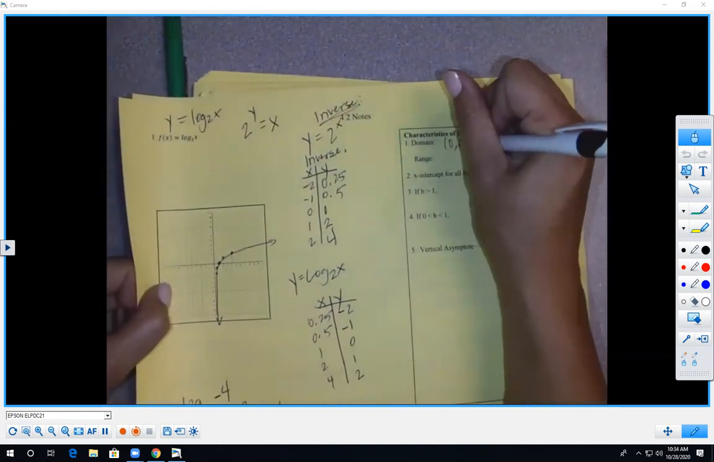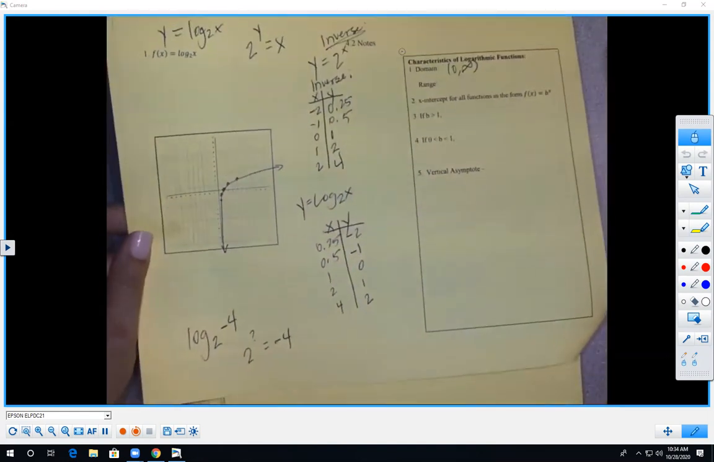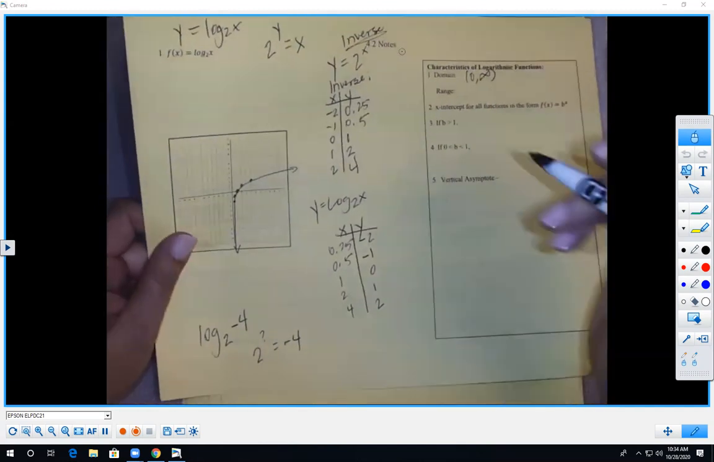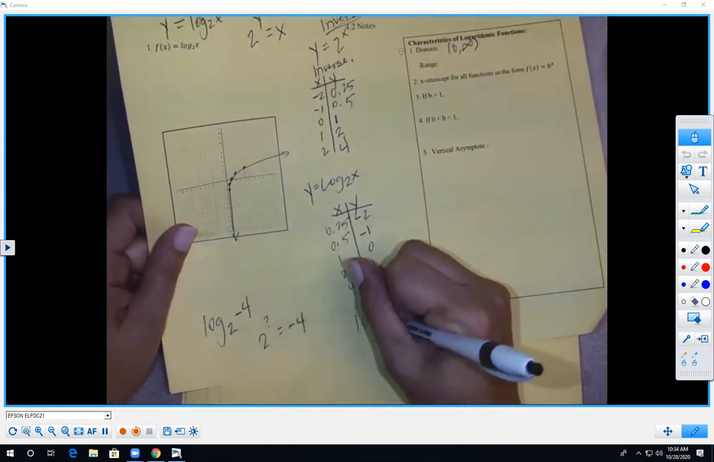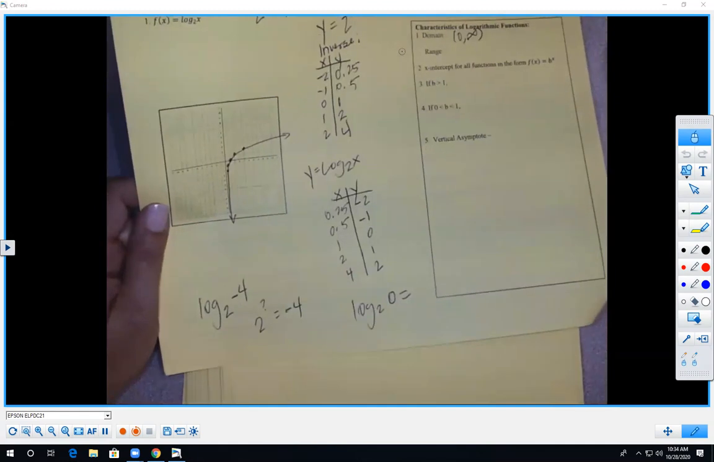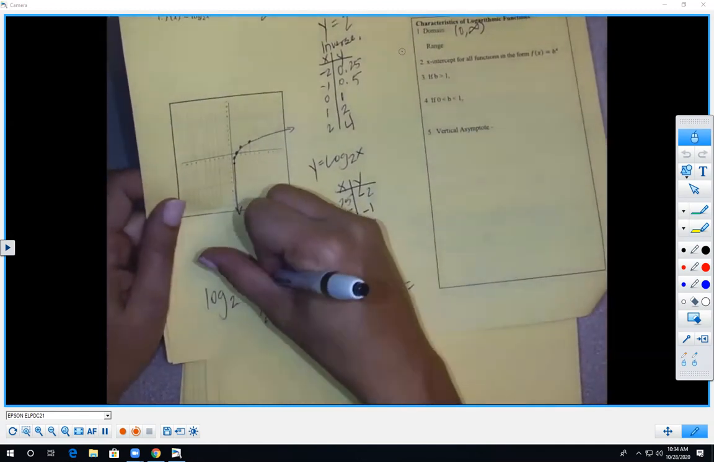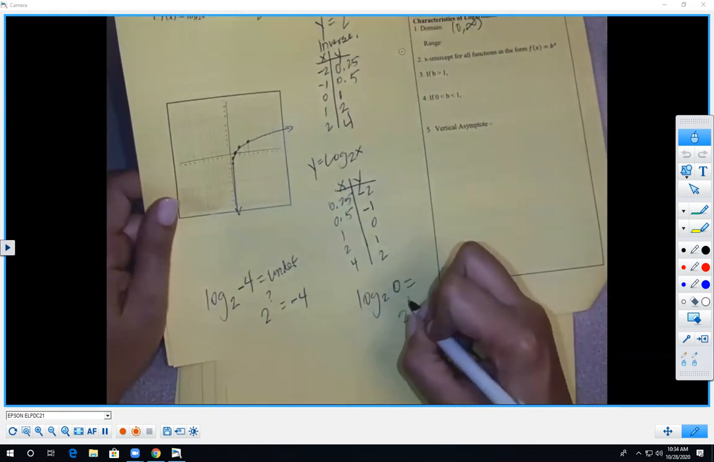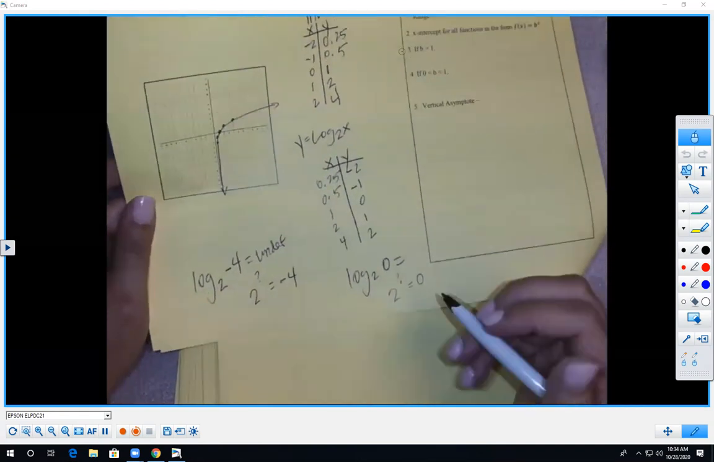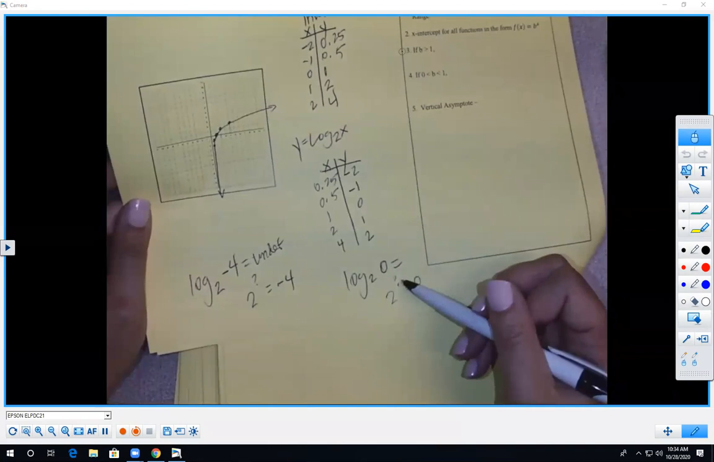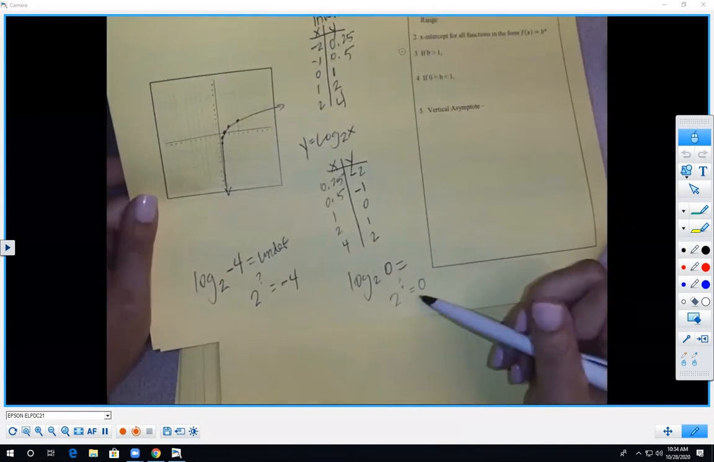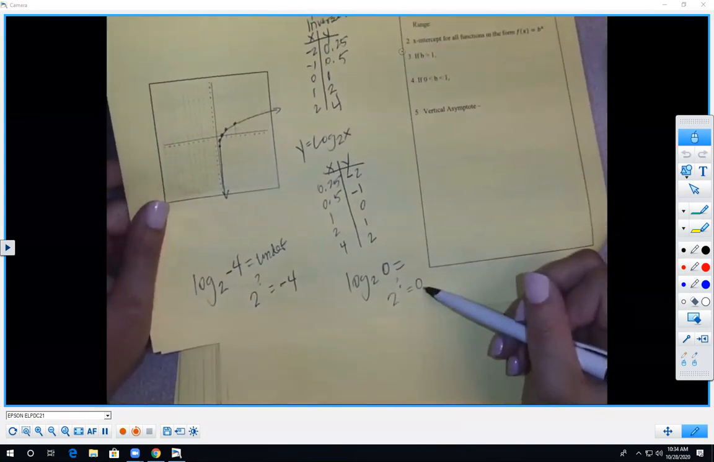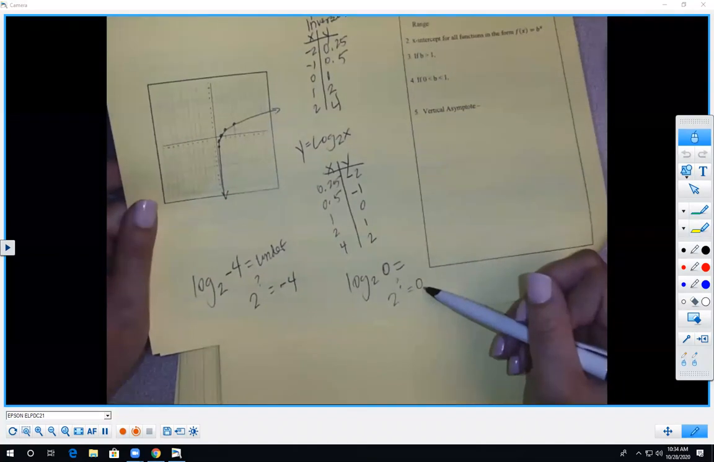0 to infinity. 0 is not included. That means that we also can't take the log of 0. Okay, so that we said this one was undefined. Think about it. 2 to what power equals 0? Can I raise 2 to an exponent and turn it into a 0? No, I can't make it a negative number.